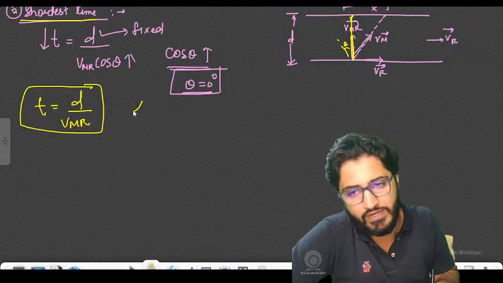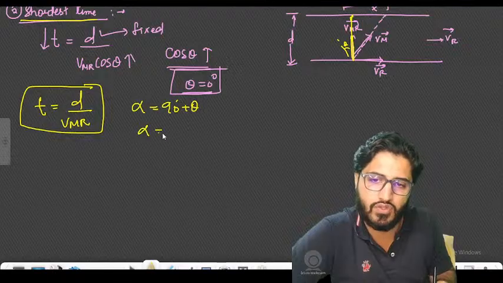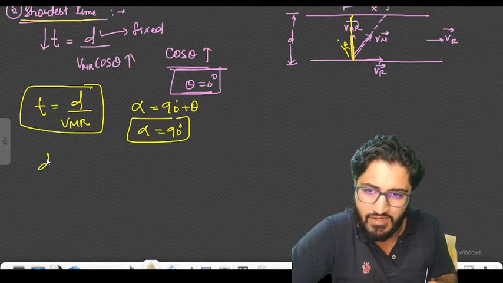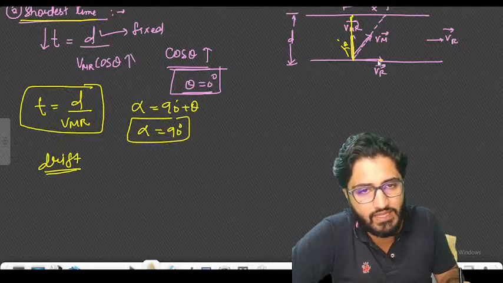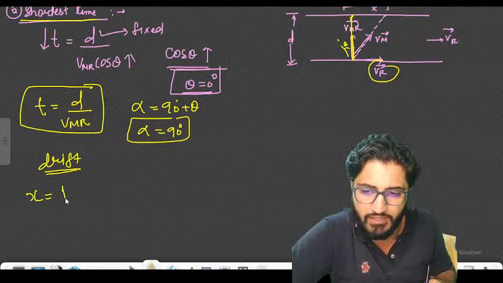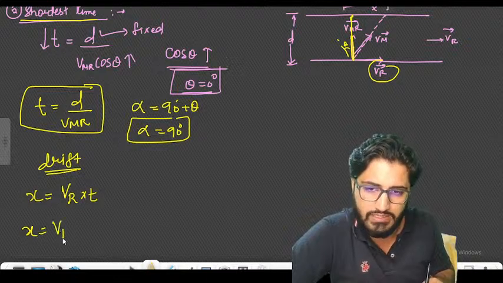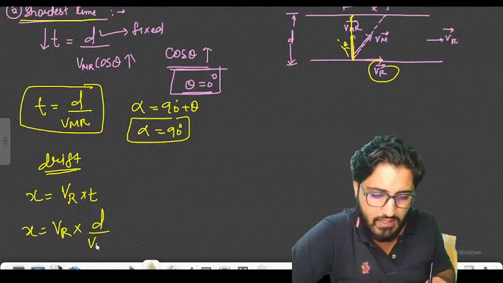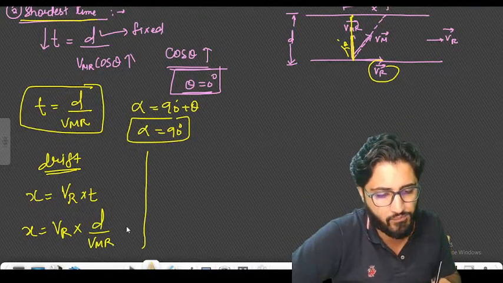If somebody asks you what is alpha, alpha was 90 degree plus theta. So my alpha is equal to 90 degree only now. What is drift? Drift is distance caused by VR. So I can write drift distance is speed into time t, that is VR. What is time? Time is nothing but d divided by VMR. Done, no?